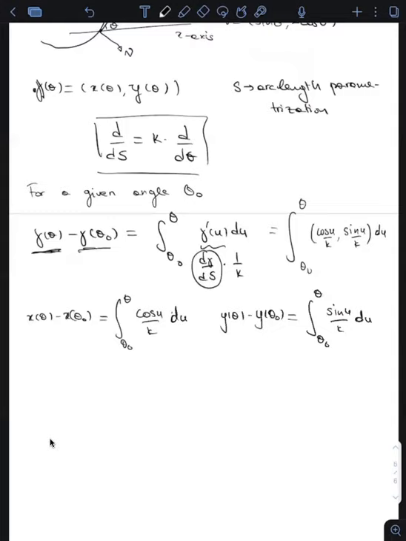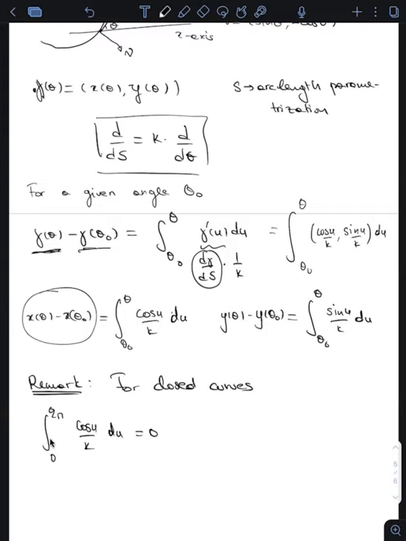Okay, and note that for closed curves, I have a point for every theta. And then if I look at this, for example, and go from theta zero to theta zero plus two pi, I have returned to the same point. Therefore, the integral between zero and two pi of cosine u over kappa du should be zero. And the same for the y.